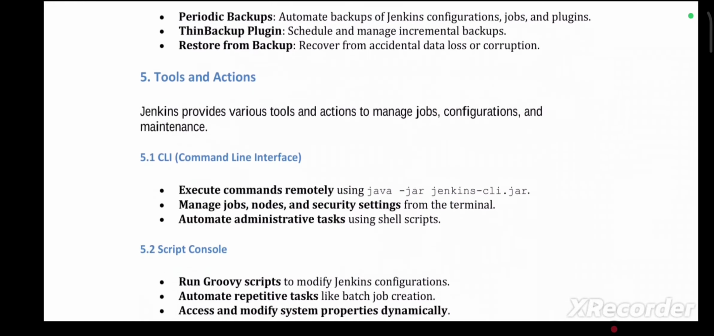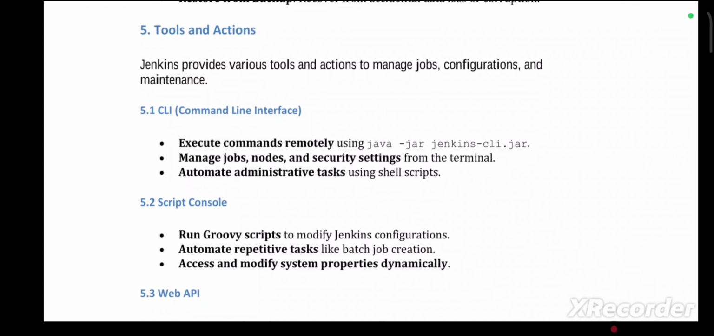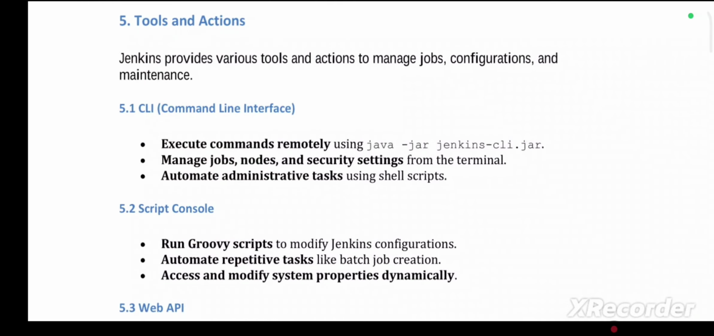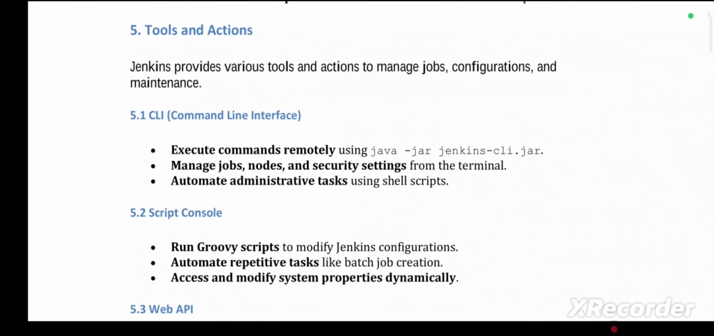And the final component was tools and actions. Jenkins provides various tools and actions to manage different jobs, configurations, and maintenance. The first one was CLI, command line interface. What we can do in this is execute commands remotely using java -jar jenkins-cli.jar. We can manage jobs, nodes, as well as security settings from the terminal itself. And we can also automate administrative tasks using shell scripts from the terminal itself.